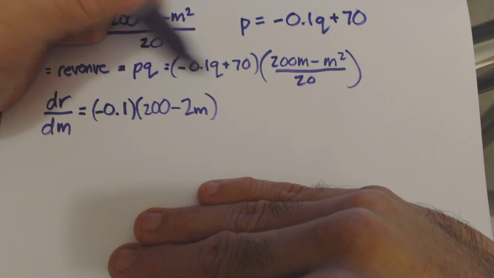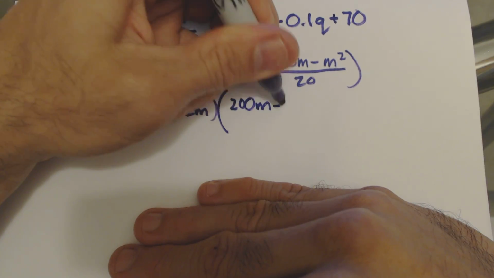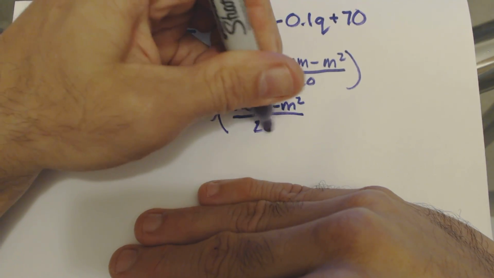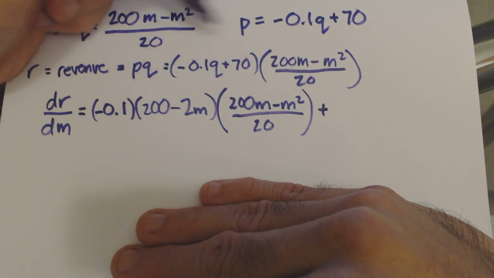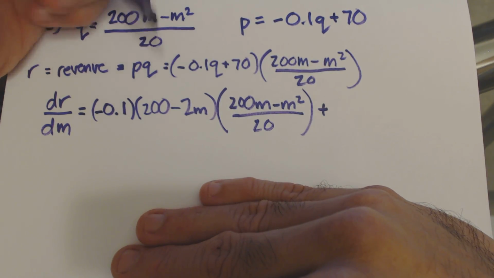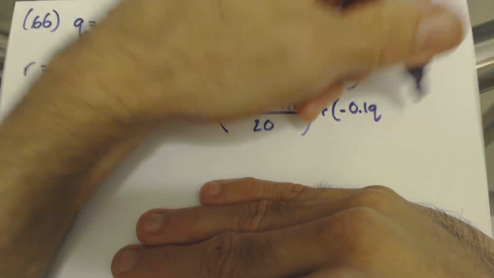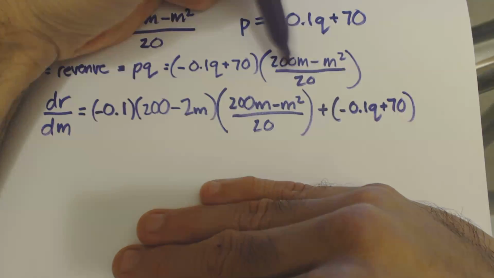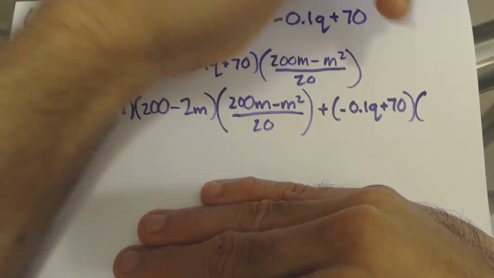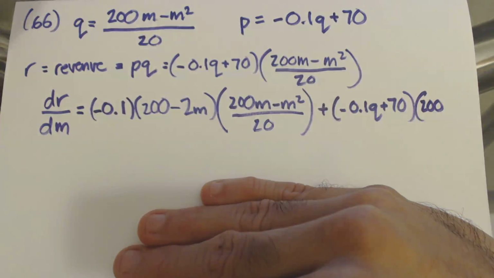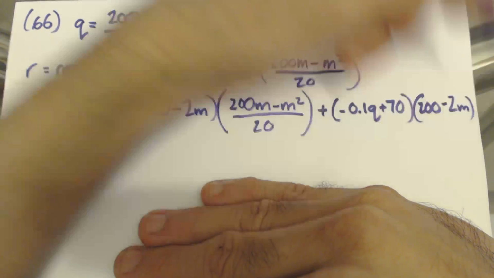Okay, so now we've taken the derivative of this one. Now we just need to write the second equation because we're using the product rule, remember. Plus the first equation, negative 0.1Q plus 70 times the derivative of the second equation with respect to labor, which again is 200 minus 2M.